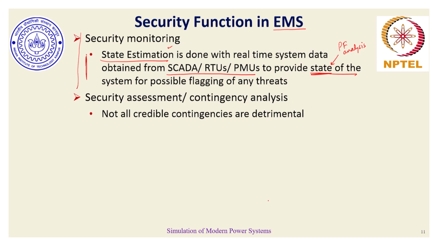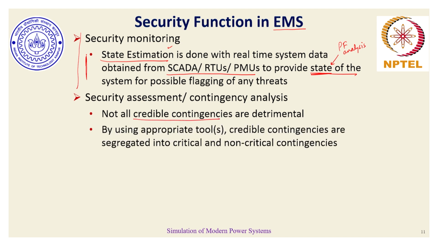Then comes the contingency analysis, which filters out which credible contingencies are detrimental or non-detrimental. Detrimental are the infeasible contingencies and non-detrimental are the feasible contingencies. By using appropriate tools and techniques, detrimental credible contingencies are then categorized further into critical and non-critical contingencies. And that is where our main focus of discussion would be in this module.